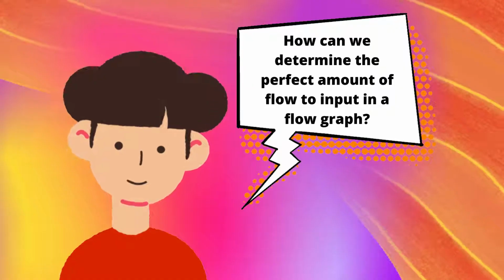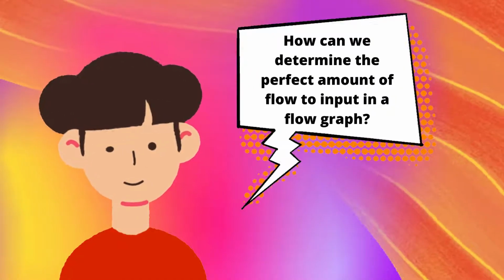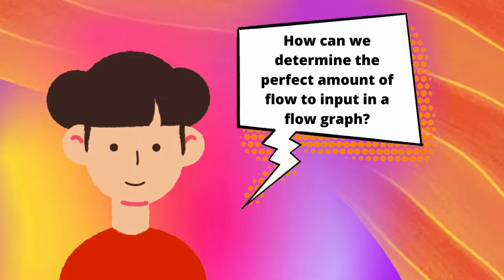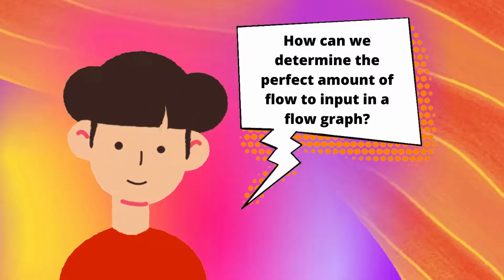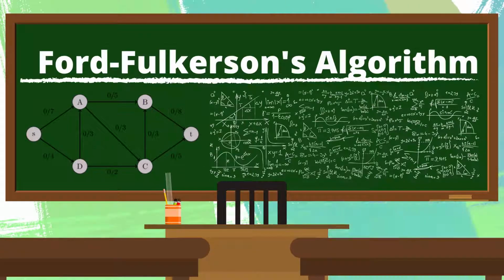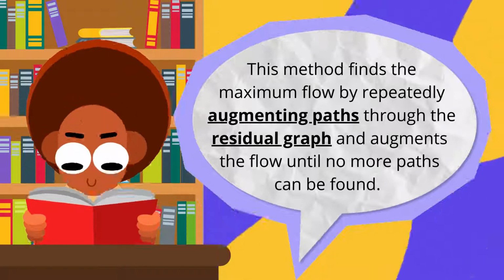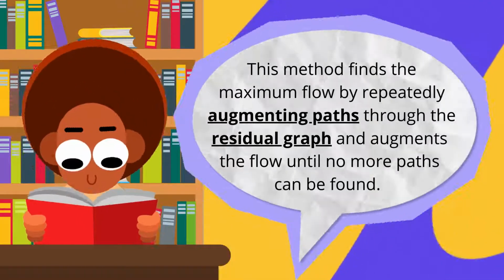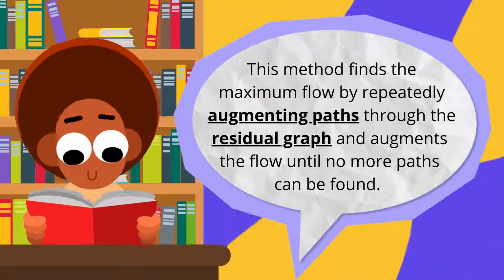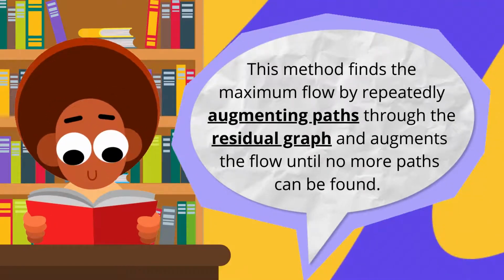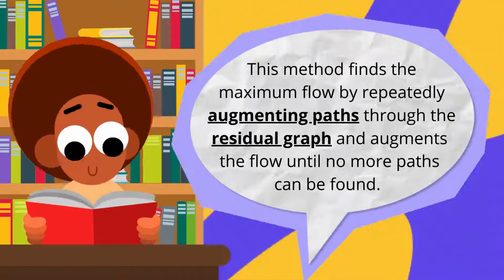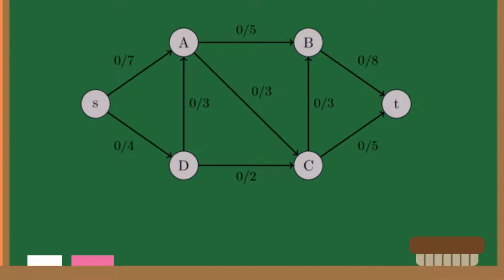Now, how can we determine the perfect amount of flow to input in a flow graph? This is where we introduce Ford-Fulkerson and his algorithm. His algorithm is one of the algorithms used to find the maximum flow of a network. The method repeatedly finds augmenting paths through the residual graphs and augments the flow until no more augmenting paths are found. To have a clearer idea of what a residual graph is and what augmenting paths are, let's look at an example.